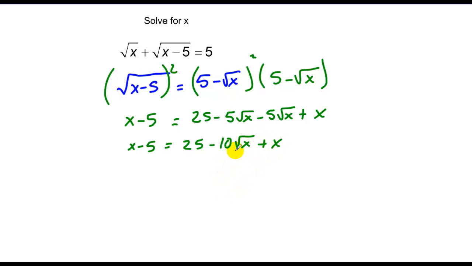Now I can again try to isolate my root. So I'll bring the x over and the x's go, bring the 25 over and I have negative 30 equals negative 10 root x, which is kind of nice because I can isolate that root again, and I have 3 equals root x, so x is equal to 9, and that's after squaring both sides.